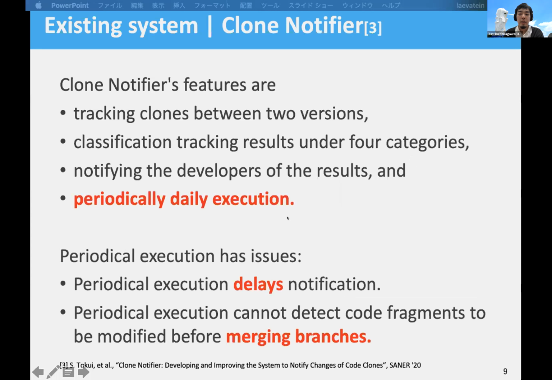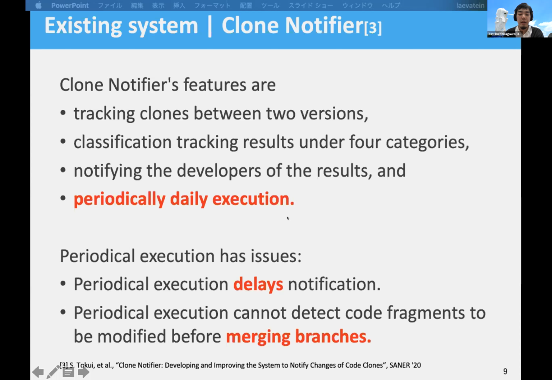However, we consider this periodical execution has issues. For example, periodical execution delays notifications to developers. This is because even if clones are changed and code fragments come to need modification, the notifications of the code fragments will come at the next execution of Clone Notifier. Besides, periodical execution cannot detect code fragments to be modified before merging branches that contain them into the main branch. In development using a version control system, the main branch should always be bug-free and ready for release.